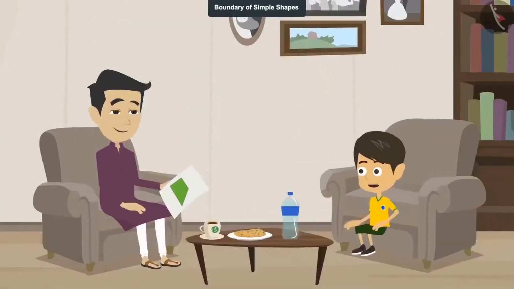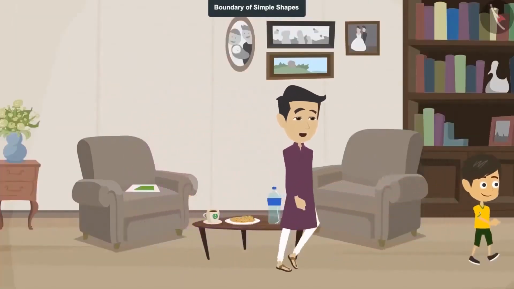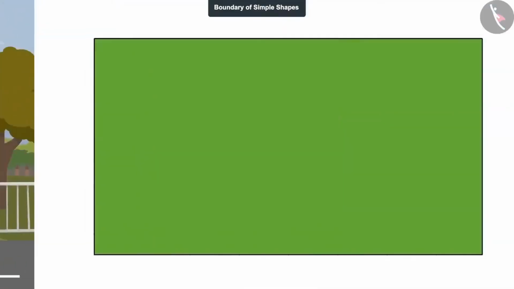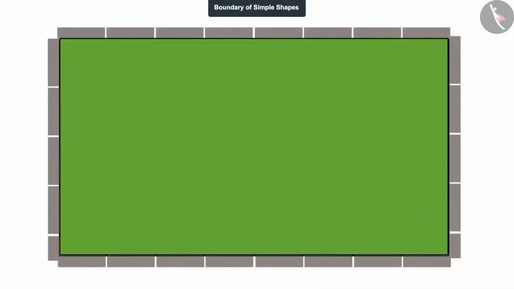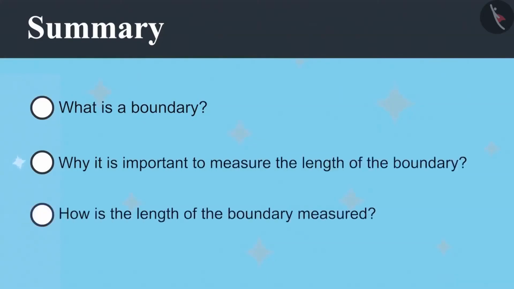Understood. Now come to the park with me. Yes, let's go. Do you know that a grill has been installed on the park's boundary? And the length of the boundary would have been measured for that as well. Today you learned what is a boundary, why it is important to measure the length of the boundary, and how is the length of the boundary measured.